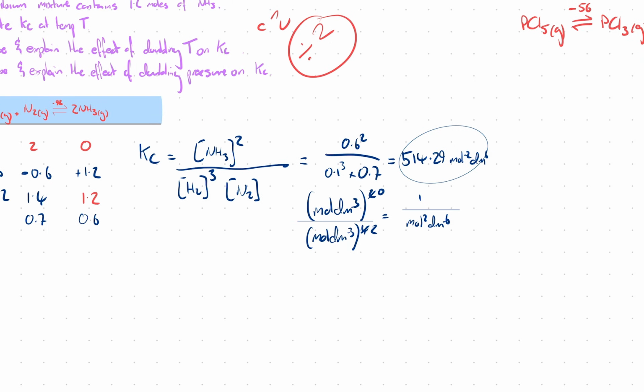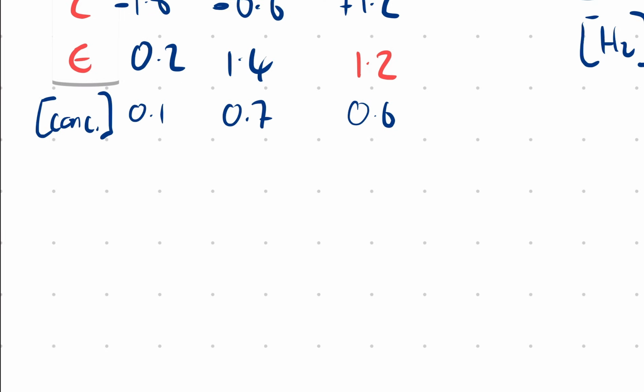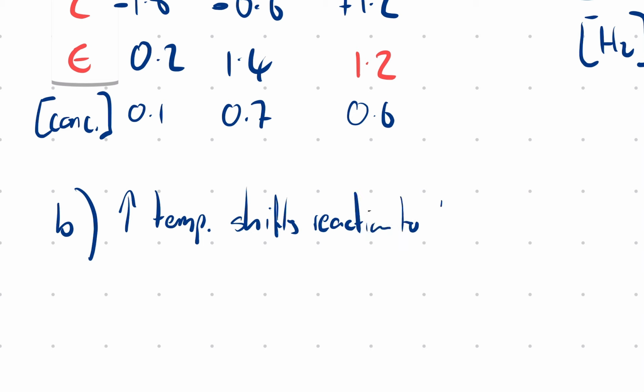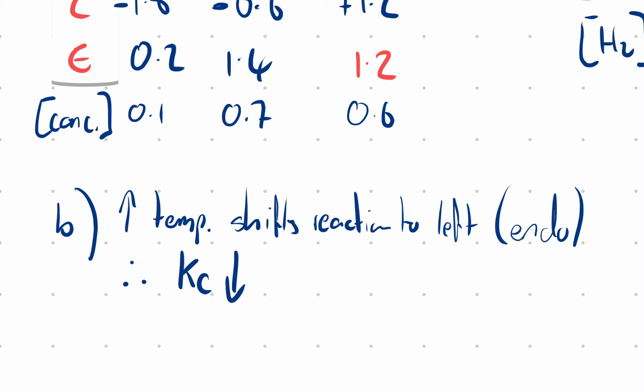So, all in all, we can say, for B, an increase in temperature shifts the reaction to the left, which is our endothermic side. Therefore, Kc will decrease as we're dividing by a bigger number.